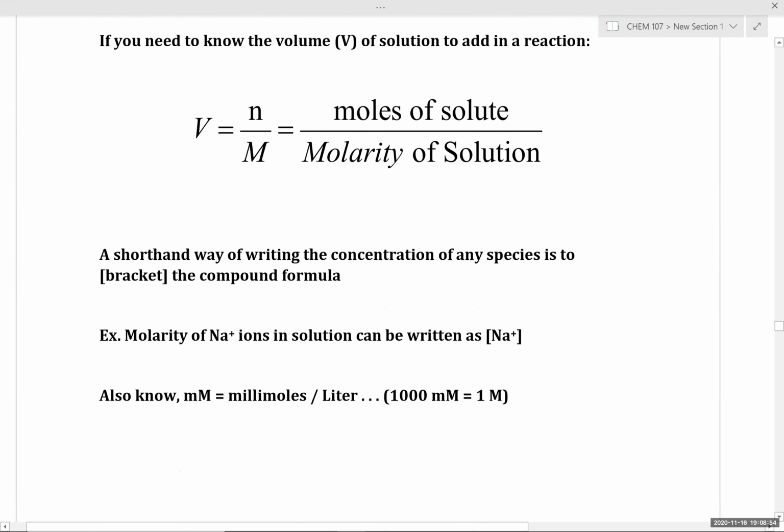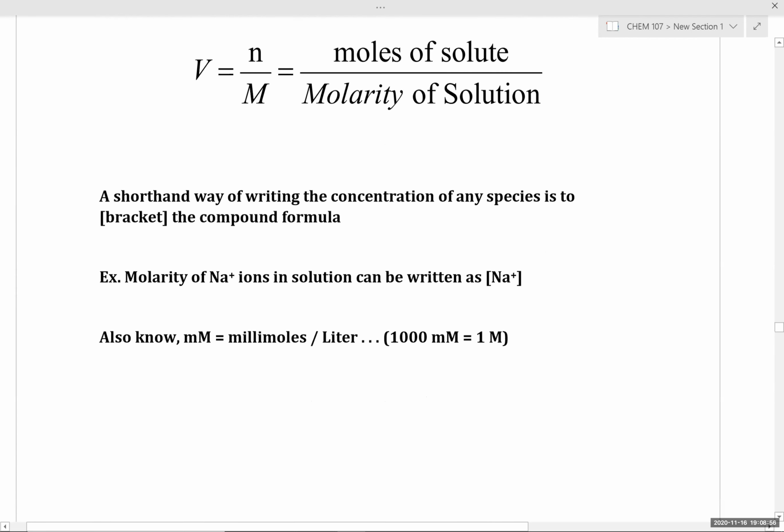Okay, now a shorthand way of writing concentration is to put a bracket around the compound formula. So for example, the molarity of sodium ions would be written as sodium plus in brackets. So anytime you see these brackets, that's a sign of concentration, and more specifically, a sign that you're referring to molarity.